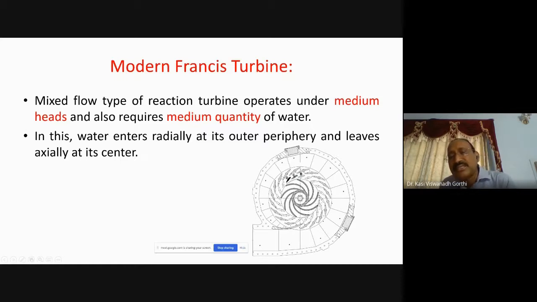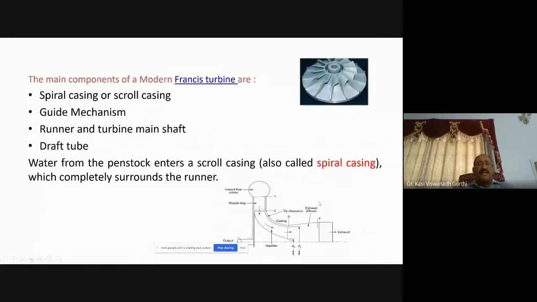You may see the construction of the reaction turbine. The outer thing which is now shown here is the casing. This is called a volute casing or a scroll casing. The central portion is the runner. At the center of the runner, a shaft is provided. If you observe carefully, there will be two types of vanes which are provided over the periphery of the runner.